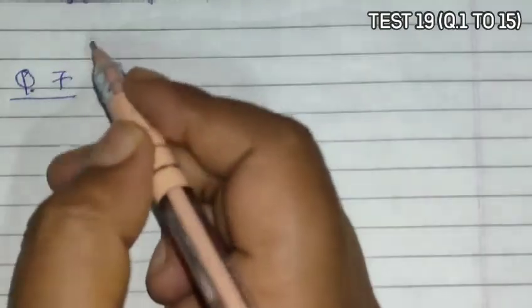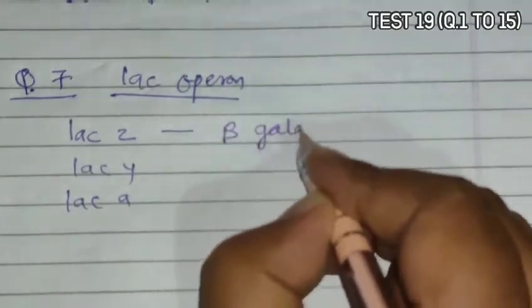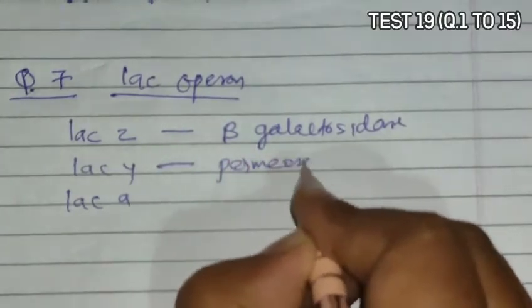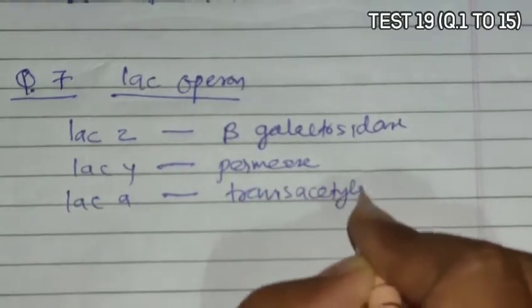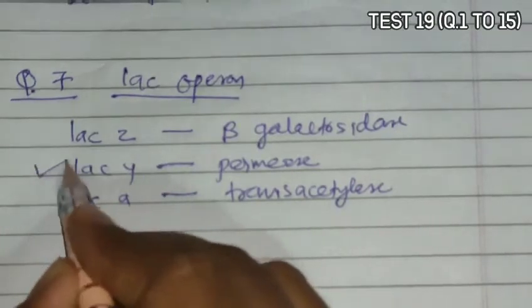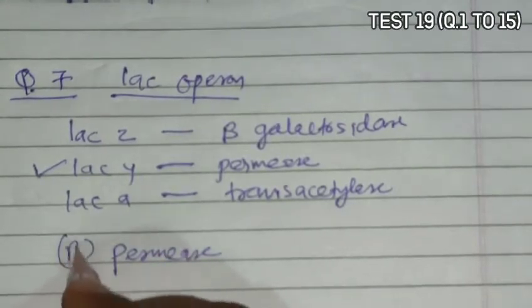Question 7 asks about the expression of Y gene in lac operon. Now in lac operon there are three structural genes: lac Z, lac Y and lac A. Lac Z codes for the beta galactosidase, lac Y codes for a permease, and lac A codes for the transacetylase. Now the question is the expression of Y gene in lac operon. Now lac Y gene codes for the permease, so permease is given in option B, so B is the correct answer.